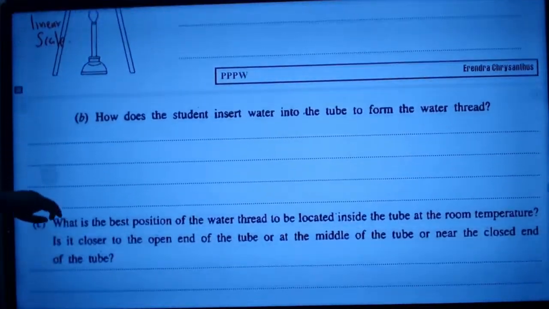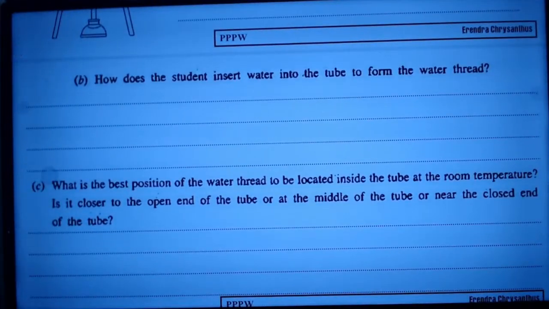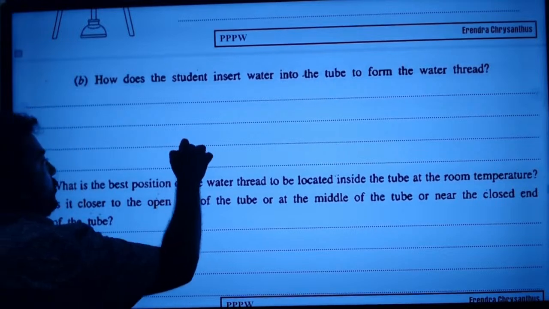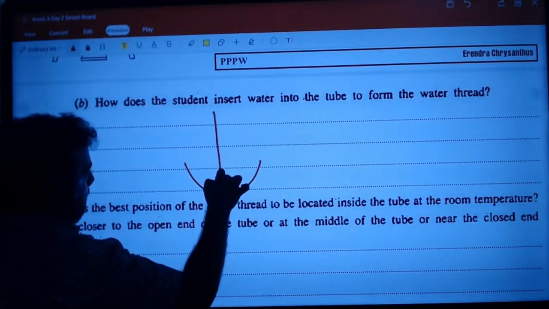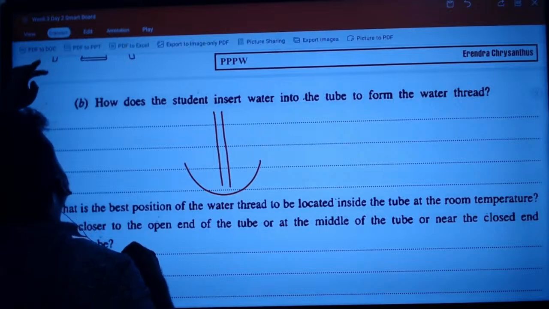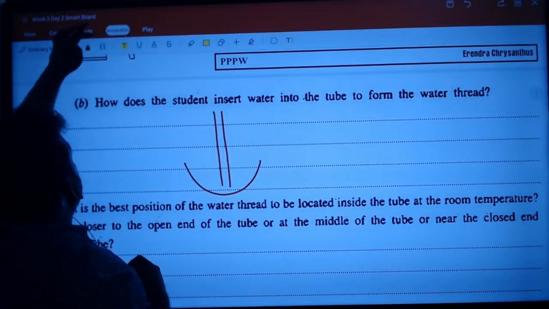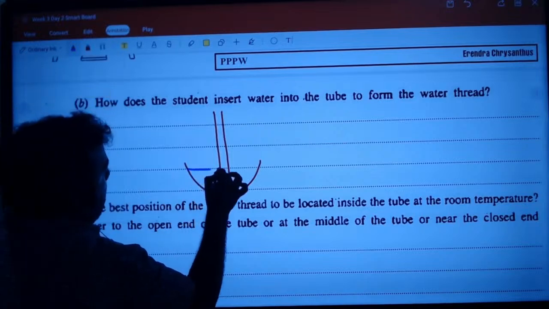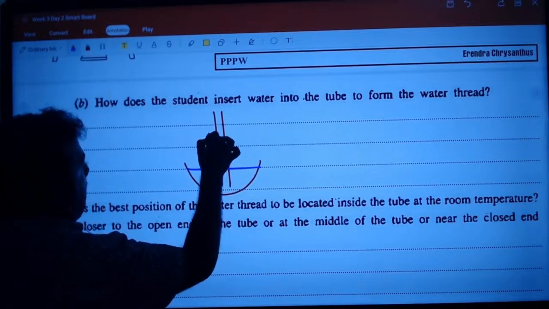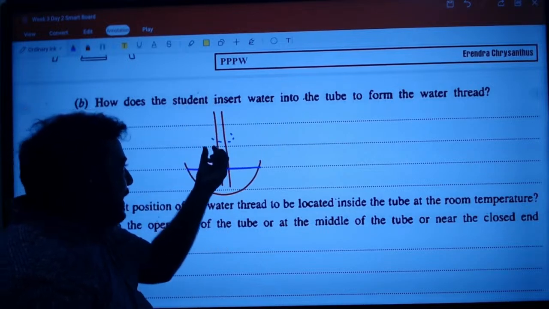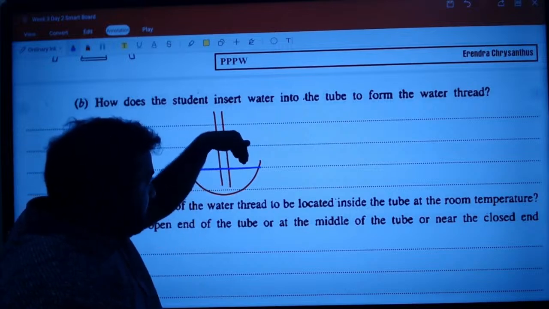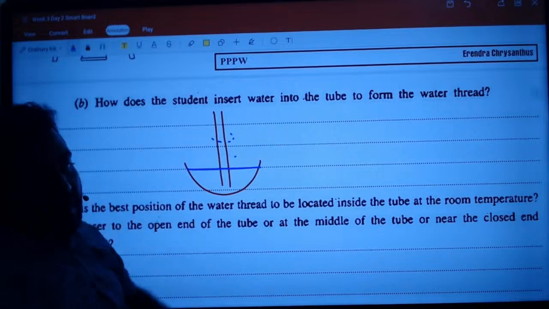Okay. How does the student insert water into the tube? In the form of water thread. Same as you insert mercury. What do you do in mercury? Can you remember? Insert the tube into water and heat around it. When you heat around it, the air will go away, creating a low pressure. Outside high pressure, low pressure, there's a push, liquid will rise up.